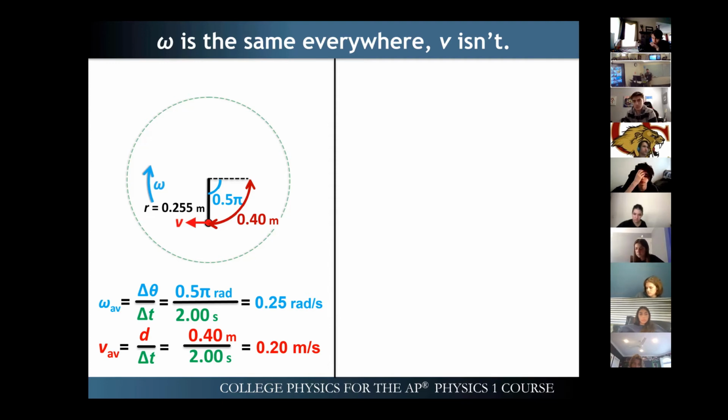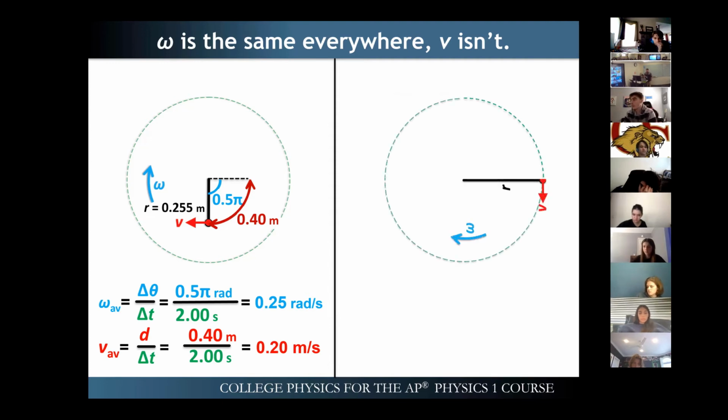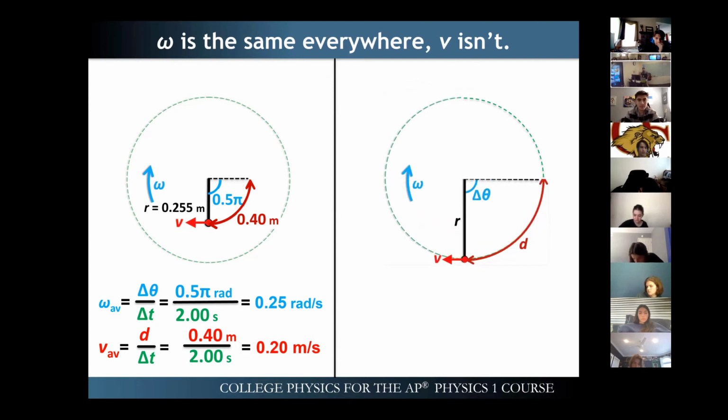Now, if we switch that object and slide it all the way out to the edge of this rotating disk, and we still want it to go at the same rate, 90 degrees in 2 seconds, or in other words, pi over 2 radians in 2 seconds. But now its position is different. So the radius is no longer 0.255, it's 0.509. It's about double. And instead of 0.4 meters arc length, it's now 0.8 meters arc length.